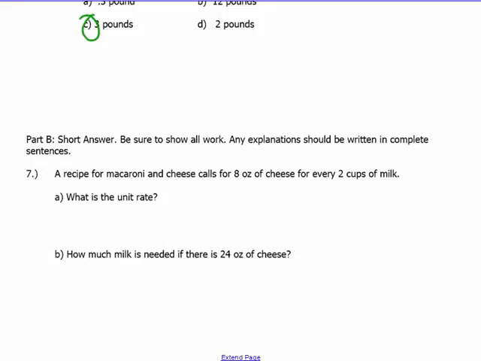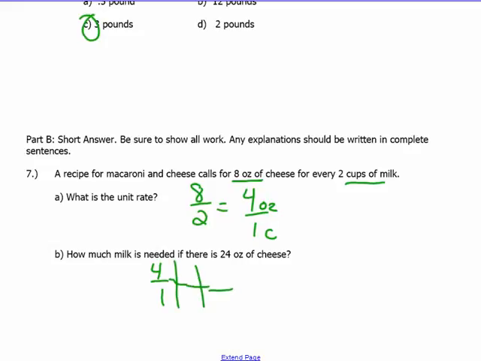A recipe for macaroni and cheese calls for 8 ounces of cheese for every 2 cups of milk. What is the unit rate? So 8 ounces for every 2, so it's 4 for 1. Set up the unit rate, 4 ounces per cup. How much milk is needed if there are 24 ounces of cheese? So if I were to try to create some type of chart here, and I want to try to get equal ratios, so I need 24 to get from here to here. I'm multiplying by 6, so it's going to take 6 cups.